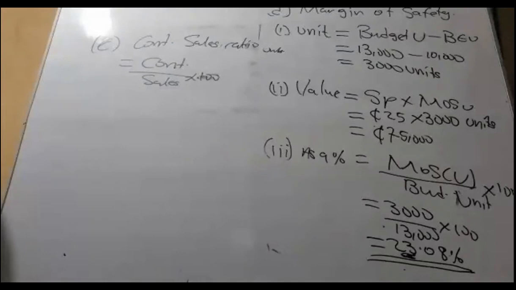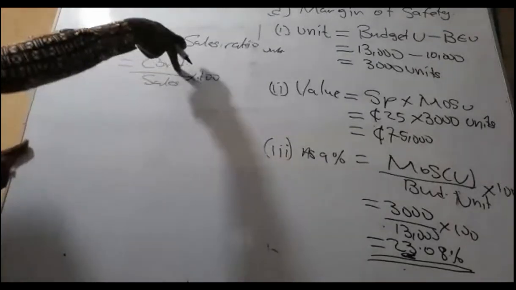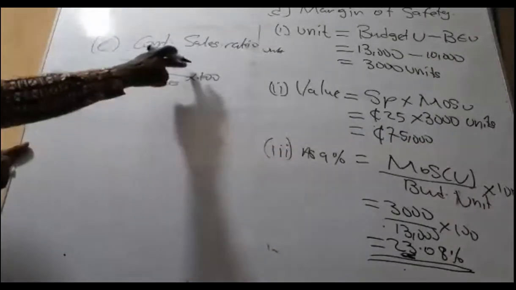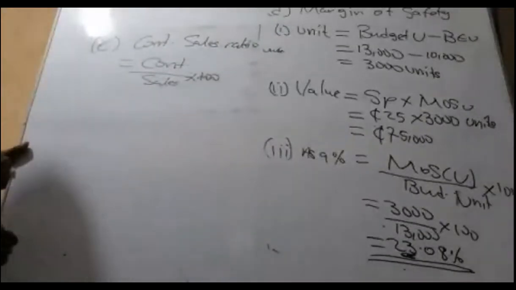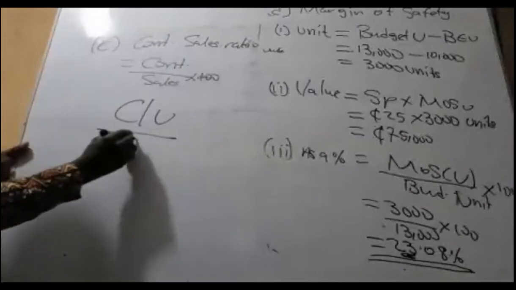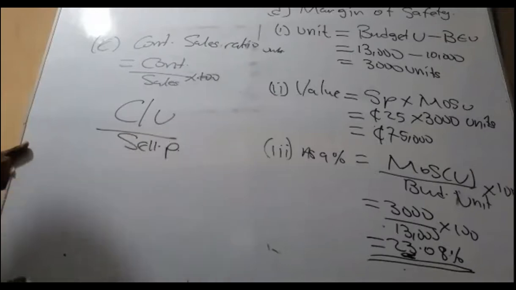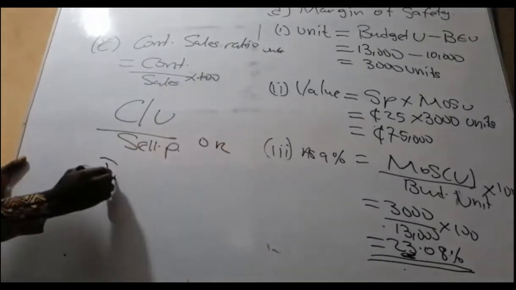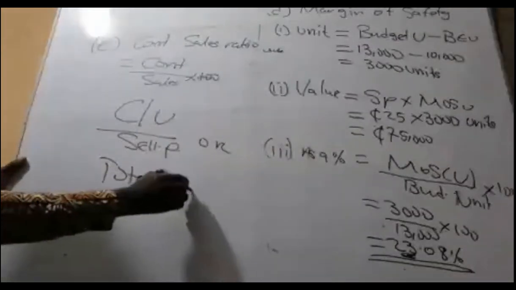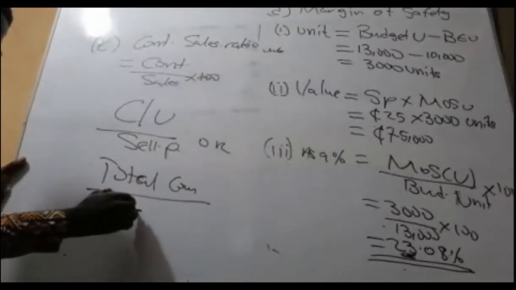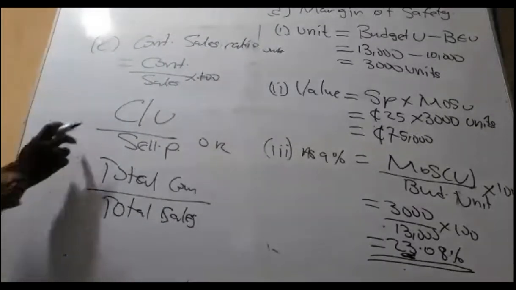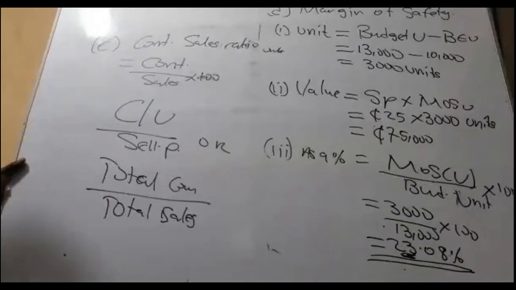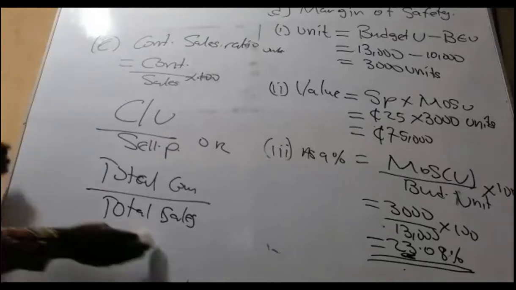Good. Okay. Please, here you can get a contribution per unit. It must move with selling price per unit. If I'm dealing with a total contribution, it must be total. If I should write it, the formula will be like this: contribution per unit divided by selling price. Or total contribution divided by what? Total sales revenue. So these are the two formulas. All these give us the same answer. It depends on which one is available, then you go by it.